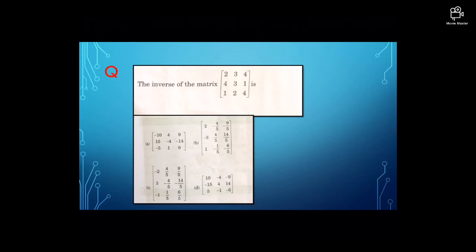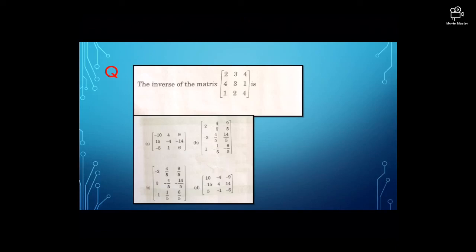Next question: the inverse of the matrix [2, 3, 4; 4, 3, 1; 1, 2, 4] is what? So this is a general 3 by 3 matrix. We have to apply the formula adjoint A by determinant A. These are very direct questions. We just want to know the formula. So just remember this formula: adjoint A by determinant A.